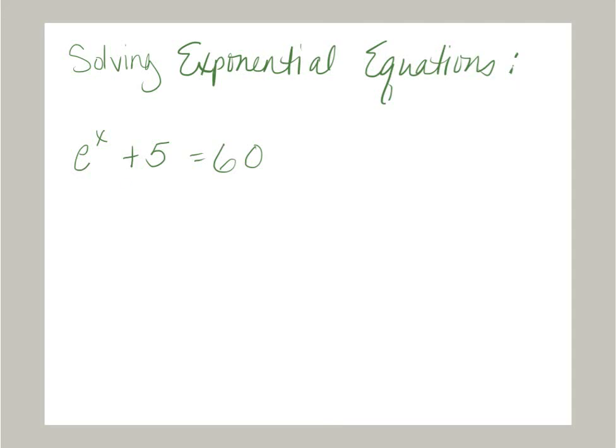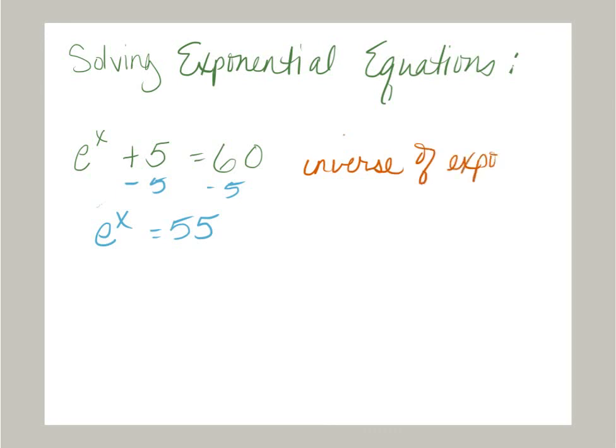The first inverse operation would be subtraction. Get rid of this 5. And I get e to the x is equal to 55. The next operation that I need to undo is this e to the x. e to the x is an exponential. And the inverse of an exponential is a logarithm. And that is very important to keep in mind because it's going to come up over and over again. So the inverse of this particular exponential is log base e.